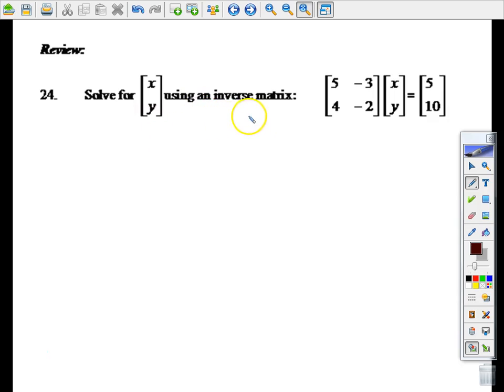We're supposed to solve this matrix using an inverse matrix, so we need to find the inverse, which means, first of all, find the determinant. So finding the determinant of a 2 by 2 matrix means that we multiply 5 times negative 2. Always follow this order. 5 times negative 2 is negative 10. Always subtract, and then multiply the other way. 4 times negative 3. So my determinant is positive 2.